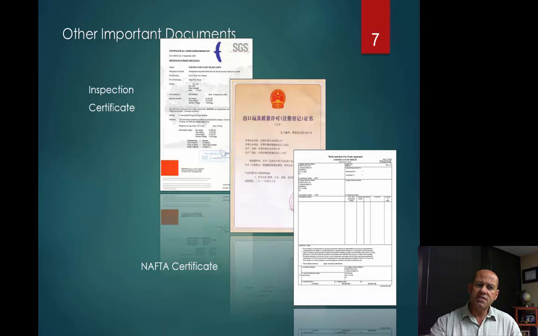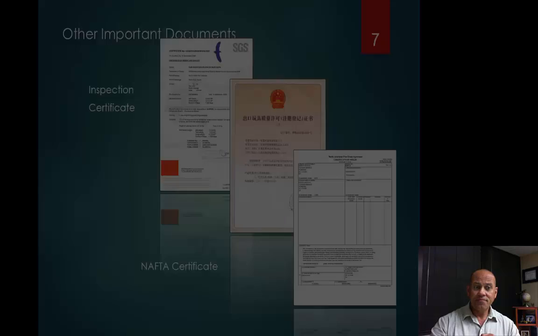Inspection certificates. An inspection certificate is used by a lot of importers and exporters. These are third-party companies that do random sampling inspections on goods. It's a good way for a buyer to ensure that they're getting the things that they're ordering through an inspection. NAFTA certificates are important. Export licenses. These are all very important documents.